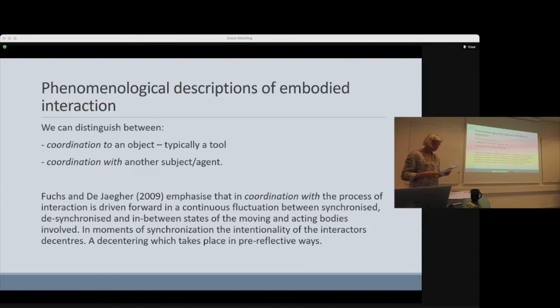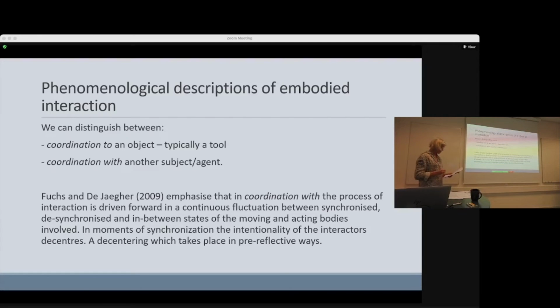The coupling is not fixed and static, as is partly the case when objects like running shoes and tennis rackets are related to, but it's in flux. Interacting while dancing, playing tennis, or practicing aikido together is a dynamic process between two practitioners, two agents. And Fuchs and De Jaegher especially emphasize that the process of interaction is driven forward in a continuous fluctuation between synchronized, desynchronized, and in-between states of the moving and acting bodies involved.